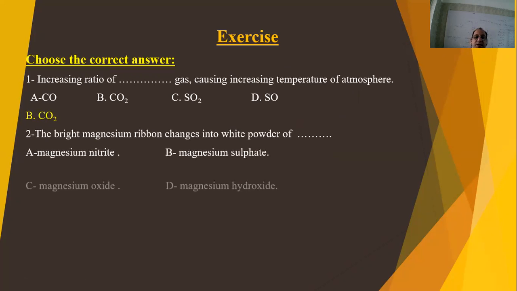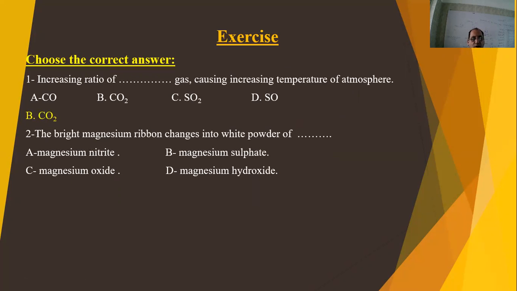The bright magnesium ribbon. When we burn the magnesium ribbon in the air, it reacts with one element to give me a white powder. The element which the magnesium reacts with is oxygen gas in the atmospheric air. So the result must contain oxide. Magnesium plus oxygen gives magnesium oxide. So this is a white powder. So the answer is C.